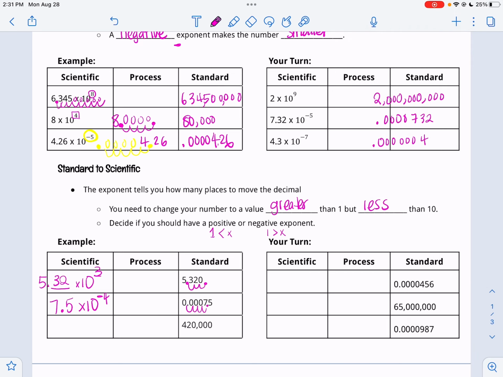420,000. 1, 2, 3, 4, 5. I had to move my decimal 5 times. So I have a number that is 4.2 now, which is greater than 1 but less than 10. I had to move my decimal 5 times. And I had a big number to begin with, so my exponent should be a positive number.